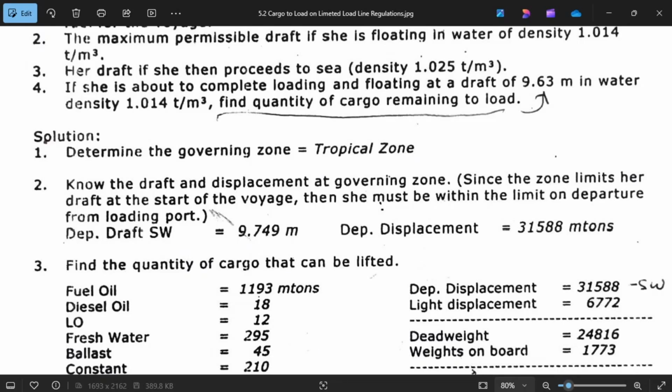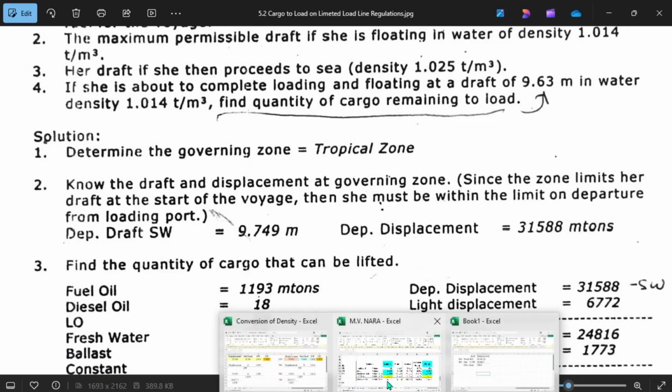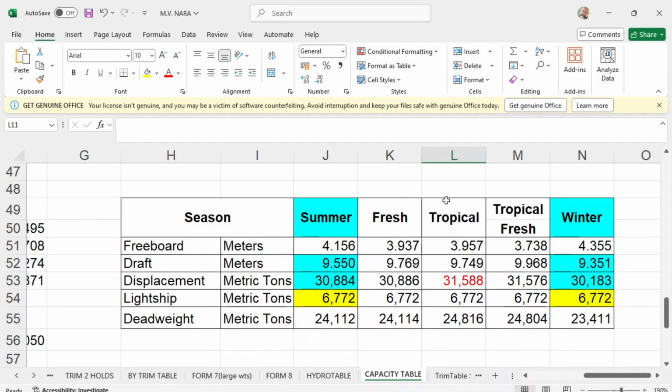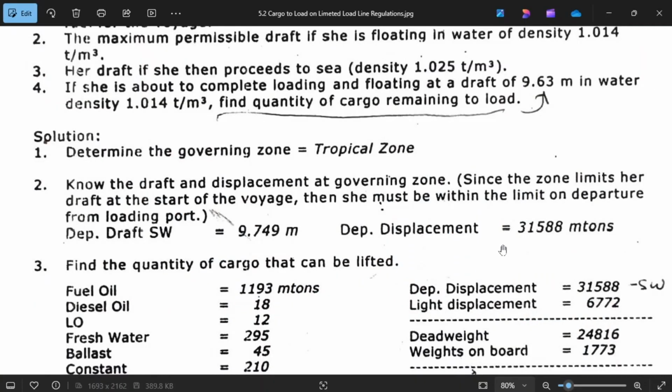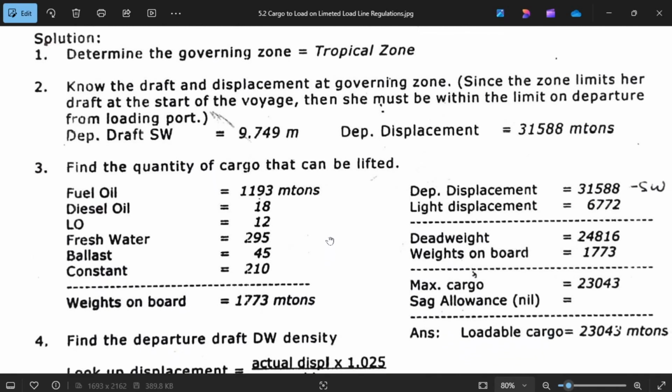9.749. Check, 9.749. Here we are. Tropical draft is 9.749 and the displacement is 31588. Okay, so it is confirmed. Now we go to number 3.